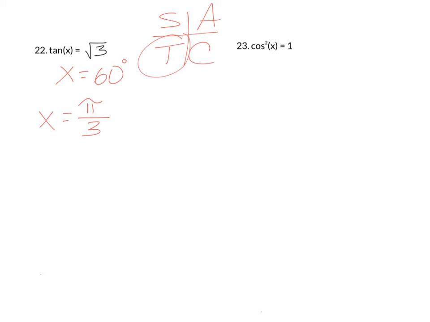So root 3, that would be 60 degrees, but whenever we do trig, we always do it in radians. So to turn that into radians, that is pi over... 60 over 180 is 1/3. So pi over 3. And then tangent, all students take calculus, is quadrant 3. So then I have to put pi over 3 into quadrant 3. And that's pi over 3 plus pi. So that's 4 pi over 3.